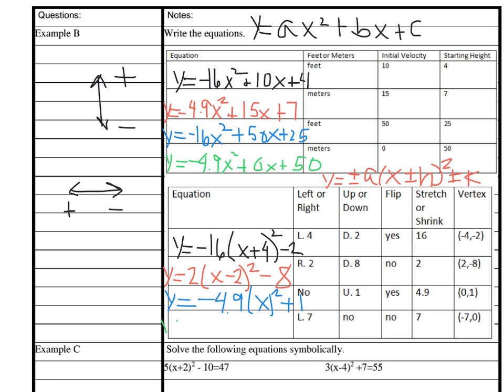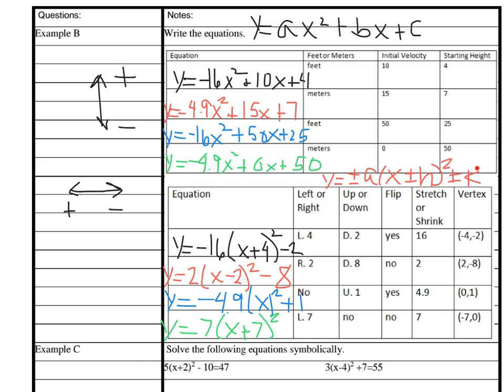Last one like this, start off with y equals. Let's see if it has a flip. It says no, so there's no negative out front. And so we can move on to the stretch factor, stretch or shrink, it says 7, so it's a stretch of 7. And then x, now we look to see plus or minus h, which tells us left or right. It says left 7, so in order to go left, I need a plus 7. So plus 7 will make it go left 7. Don't forget the squared, that's super important.